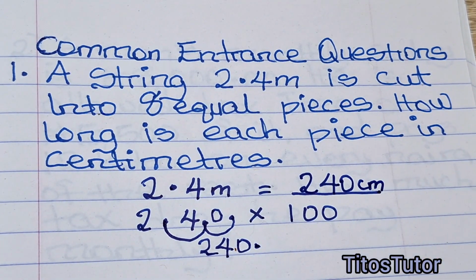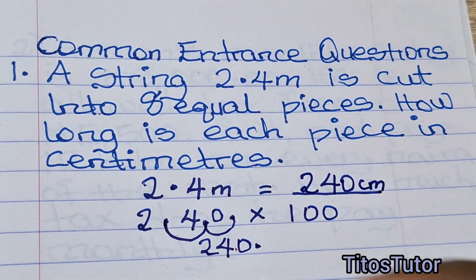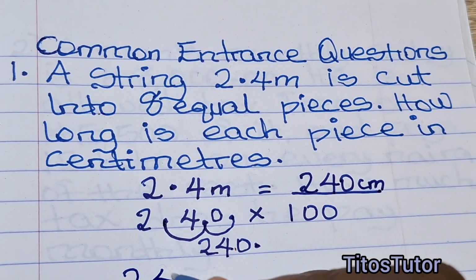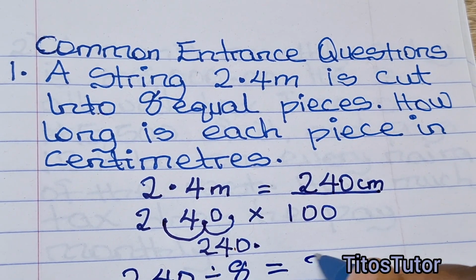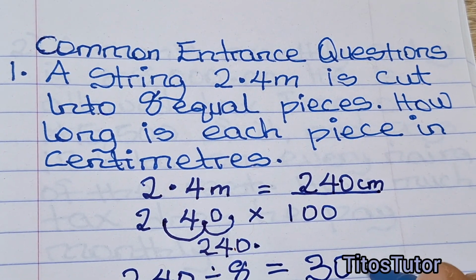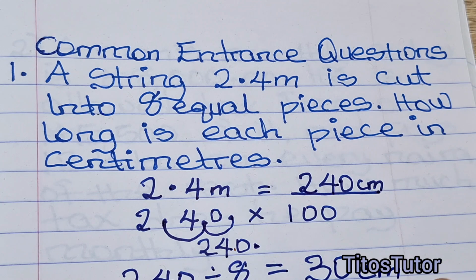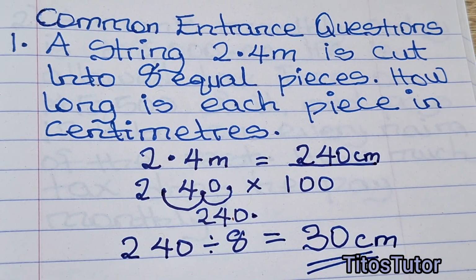So this is 240 centimeters. How many pieces am I cutting it into? 8. So that's division. So I have 240 divided by 8, and that gives me 30. How long is each piece going to be in centimeters? My final answer is 30 cm.